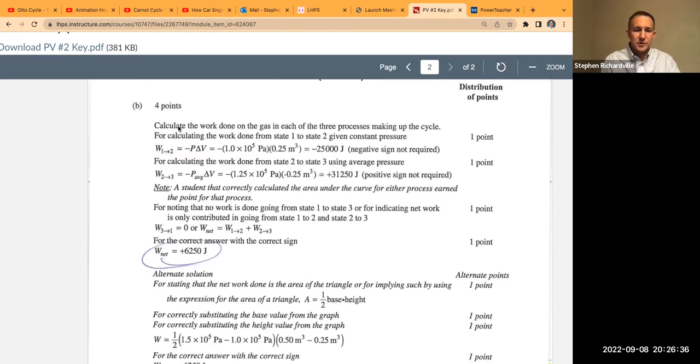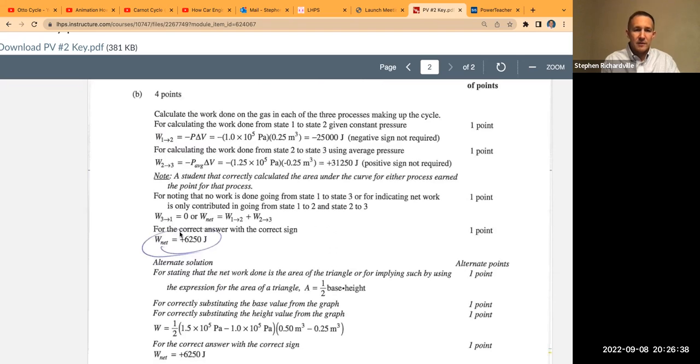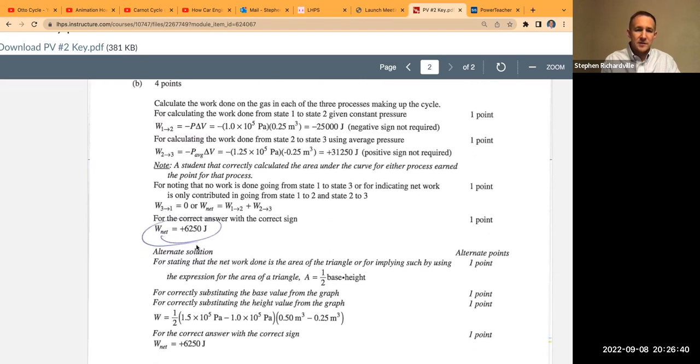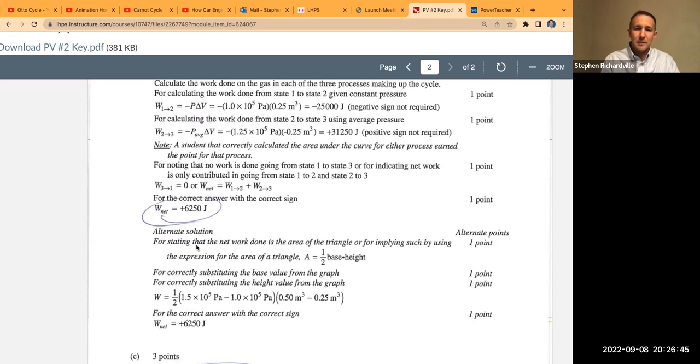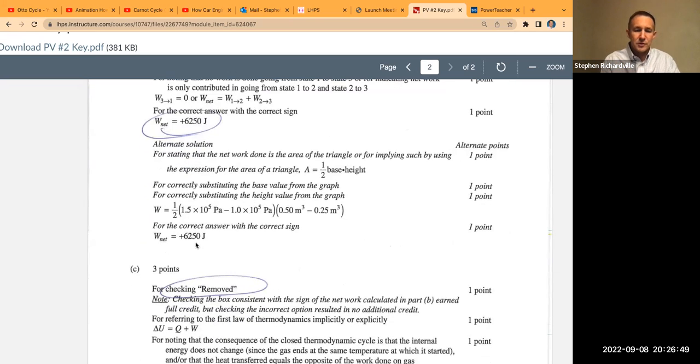Let's do the next part first. So there's my net work, positive 6250. So that would be, again, work positive means I must be going counterclockwise in my rotation through the motion, counterclockwise.